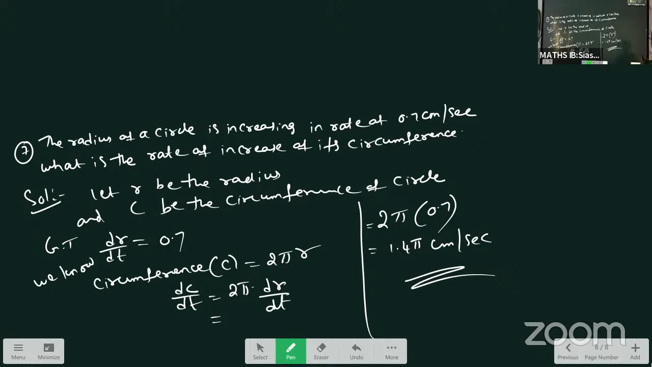So like this, we have to solve the questions in rate measure. Some more questions are there, which are of a little bit different pattern. That will be explained in the next class. Thank you.